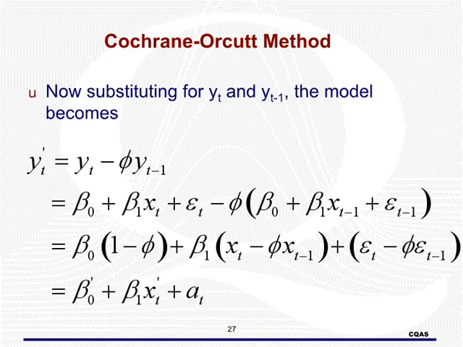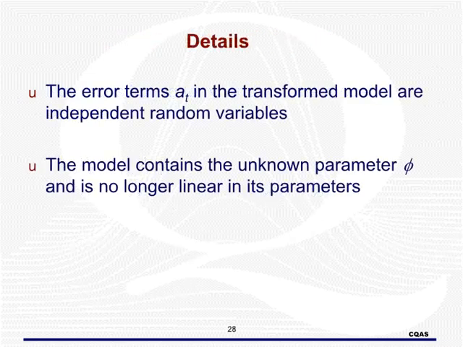Notice that we have grouped the terms that don't include the predictors and called it beta 0 prime. We did the same thing with the terms that do include x and called them x prime. You should also notice that both terms include a phi. Also, notice that our new error terms are just the random shocks. These random shocks are independent, and since phi must be estimated, the model is no longer linear in its parameters.